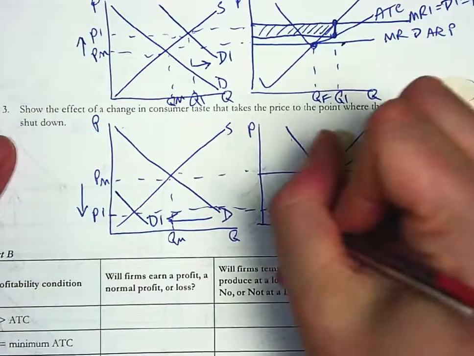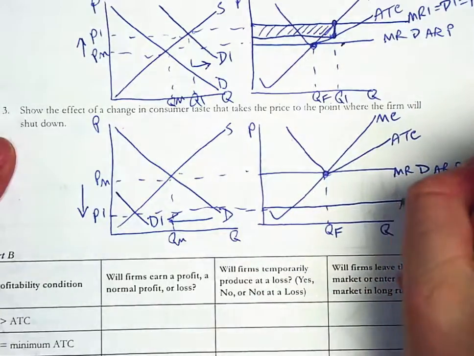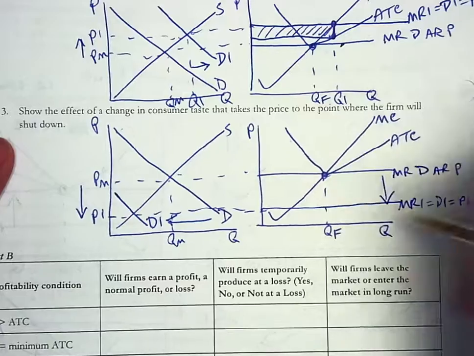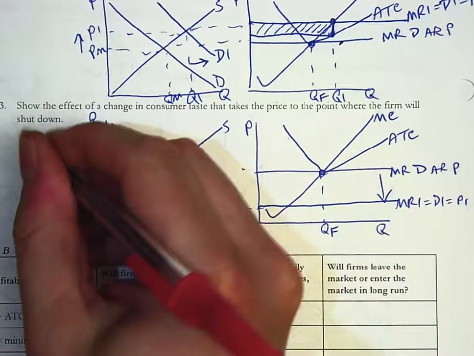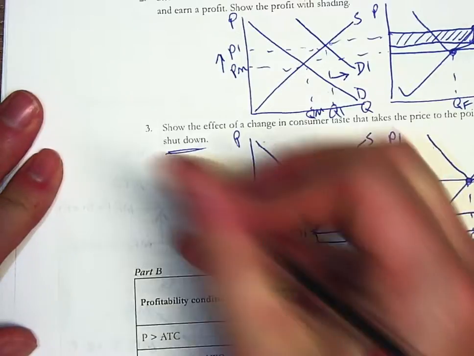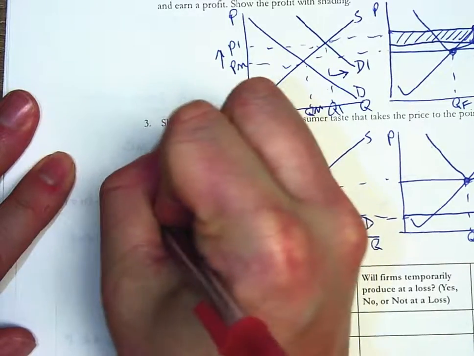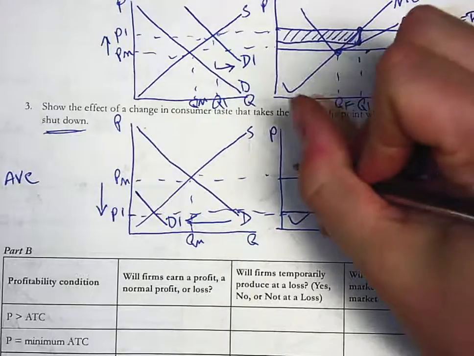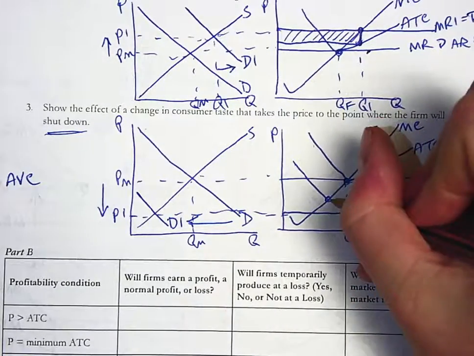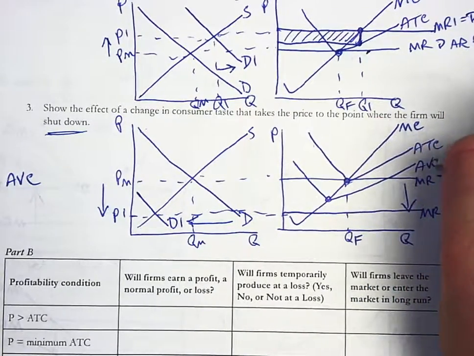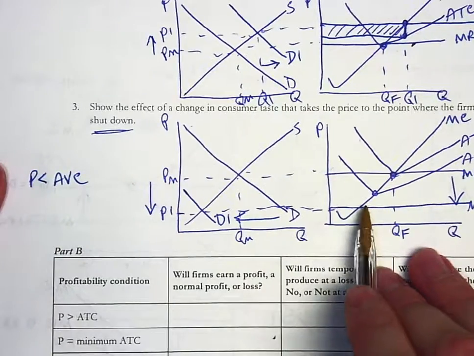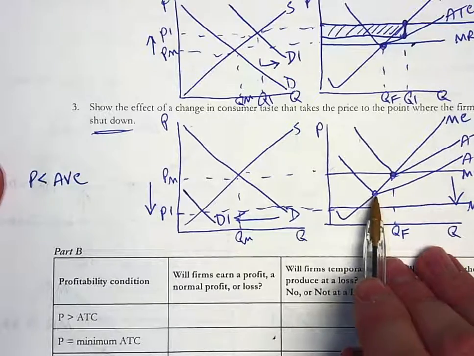And that new price will be way down here. MR1 equals demand 1 equals price 1. Mr. Darp's way lower. But in order to show that the firm shuts down, right, we know that price has to be below AVC in that one. So we're actually going to show an AVC here above the price. So that price is still below the AVC. The price is below that AVC line.